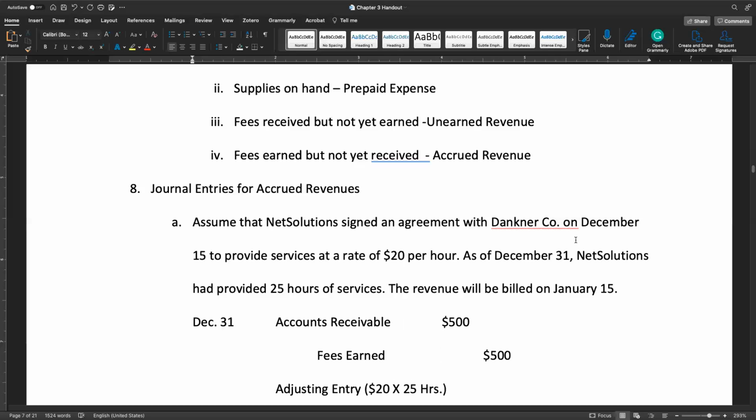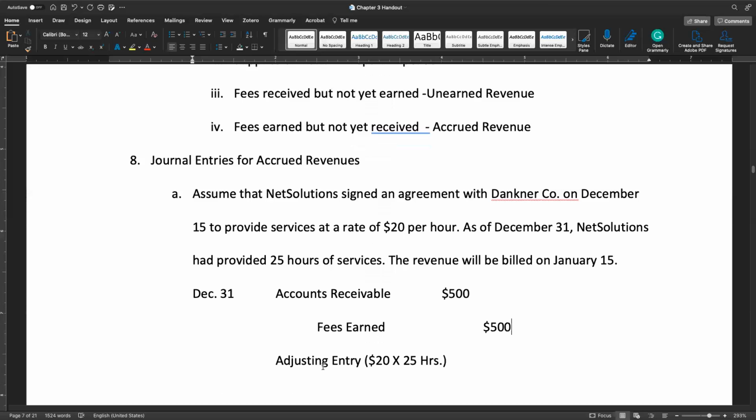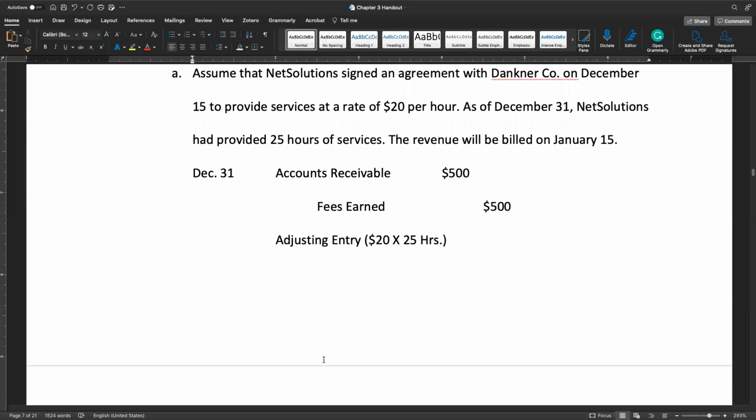Most of the journal entries for accrued revenues are going to look like this, except the amounts that you have will be different. But it'll be a debit to accounts receivable and a credit to fees earned. We'll have another example of that in just a second, just to make sure we got it.